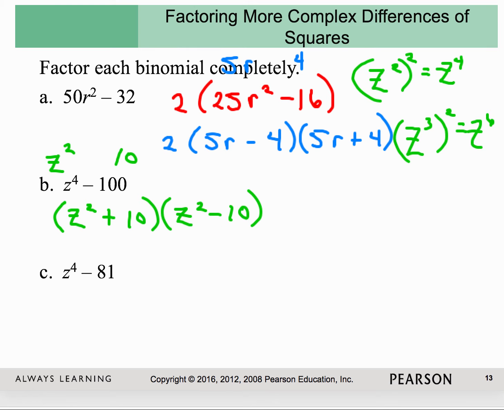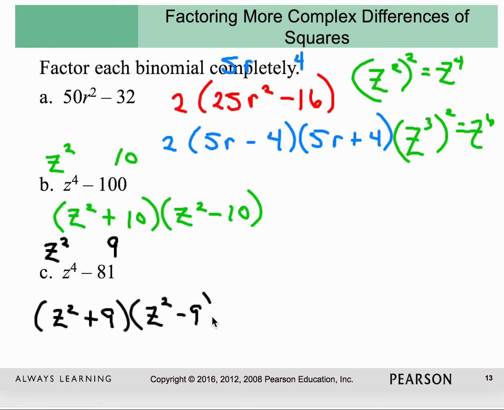However, let's look at this next one. We already said that we could write that as z squared squared. So the square root of z to the fourth is z squared. Square root of 81 is 9. So I can write this as z squared plus 9, z squared minus 9.